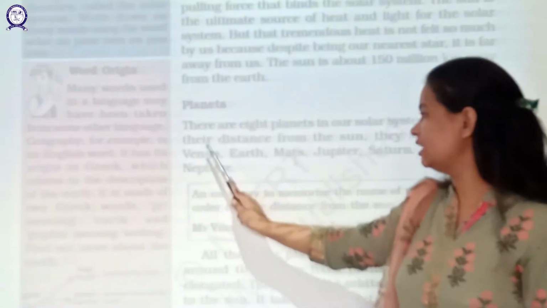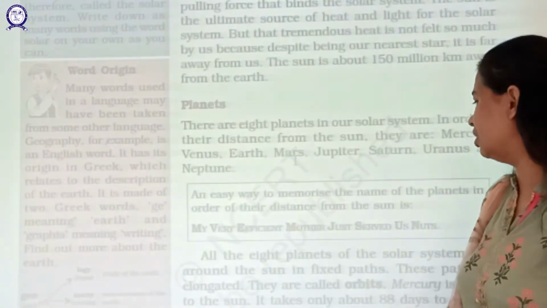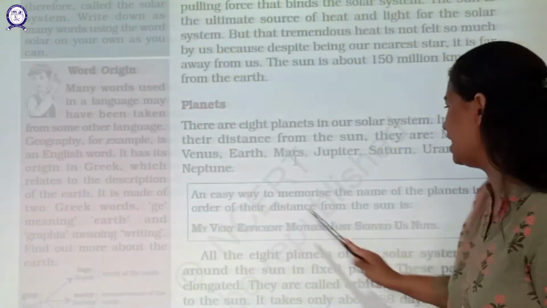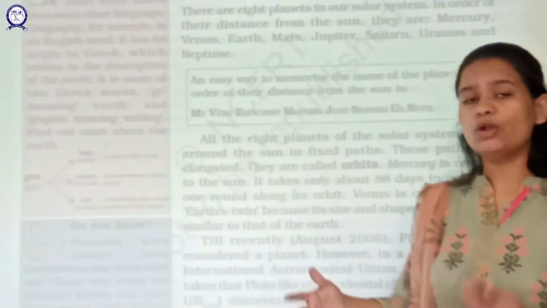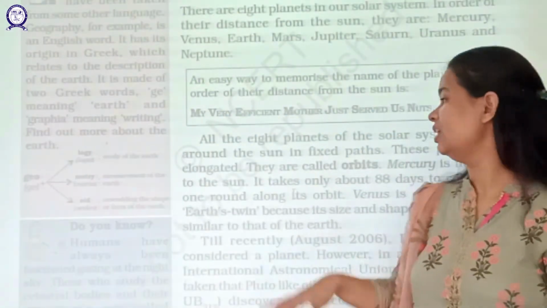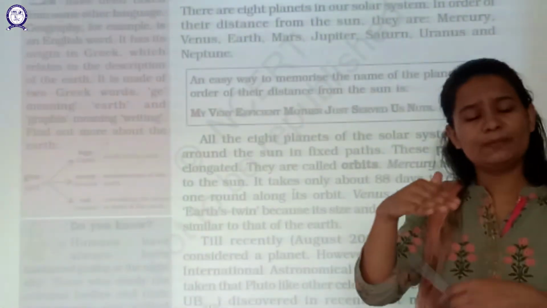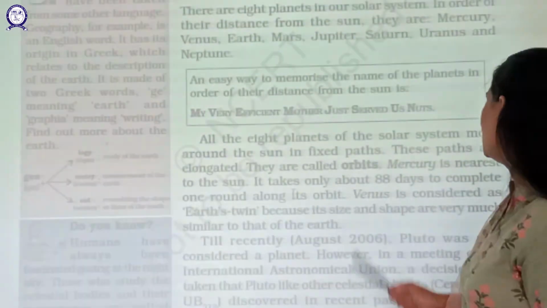My very efficient mother just served us nuts. M stands for Mercury, V stands for Venus, E stands for Earth, M stands for Mars, J stands for Jupiter, S stands for Saturn, U stands for Uranus, and N stands for Neptune. So these are the total 8 planets present in our solar system. And all these planets move around the sun in a fixed path, which is called an orbit. I already told you this. What are orbits? The fixed path in which a planet moves around the sun is called an orbit.